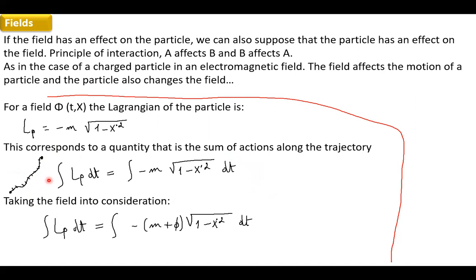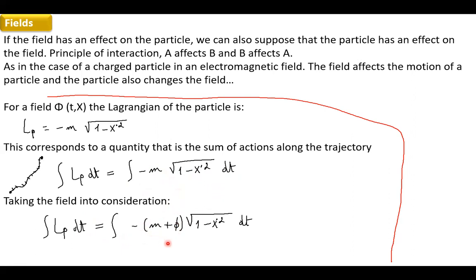So the action of this particle would be the integral of L of the particle times dt. So it is the integral of minus m radical of 1 minus x dot squared dt. And if you take the field into consideration, you should add a phi to the m. Here you can take m plus phi or m minus phi, as we saw in the shifting of the mass inside a field. Let's take m plus phi.